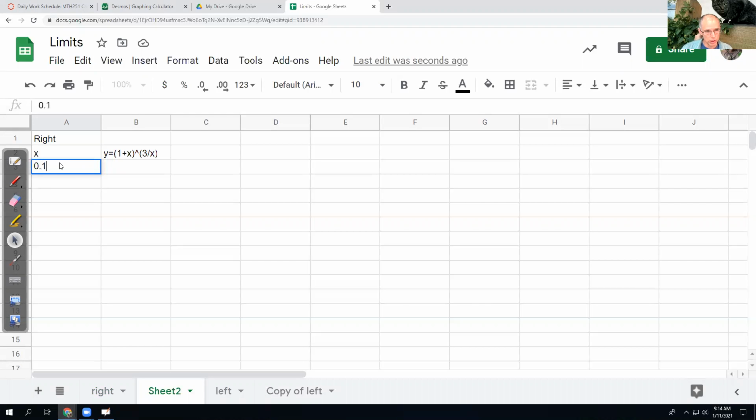So right side means I'm on the right side of 0, so positive numbers. So 0.1, 0.01, 0.001, and sometimes just a few like that. I can see the pattern. Sometimes I have to go for a while to try and find a pattern. It just depends on the situation.